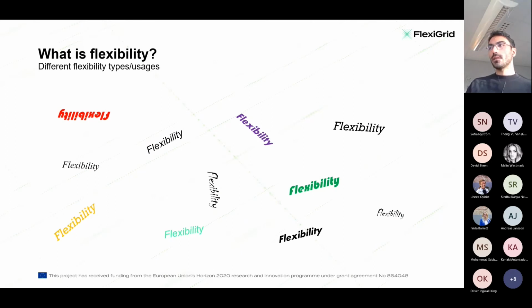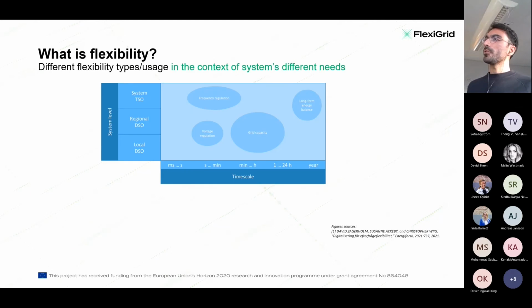Having that in mind, my personal experience has been that I have been hearing the word flexibility a lot in different forums, and it was a bit confusing sometimes. What do we mean by flexibility? So here, I want to try to put it into some context: what are the different types or usages of flexibility in the context of different system needs? Here are 4 of the needs that we can use flexibility for in the system.